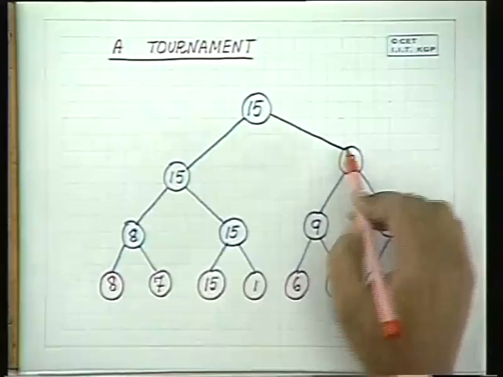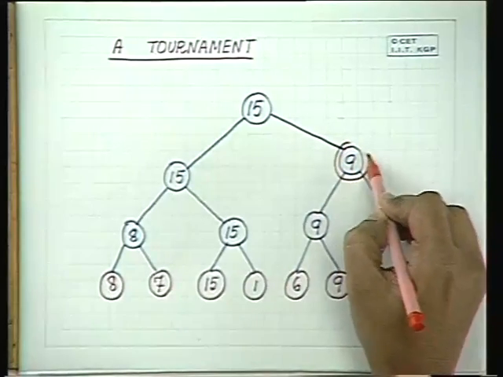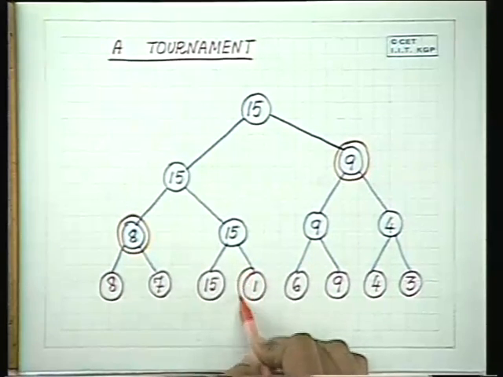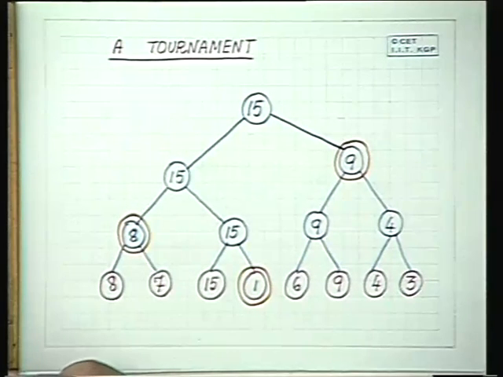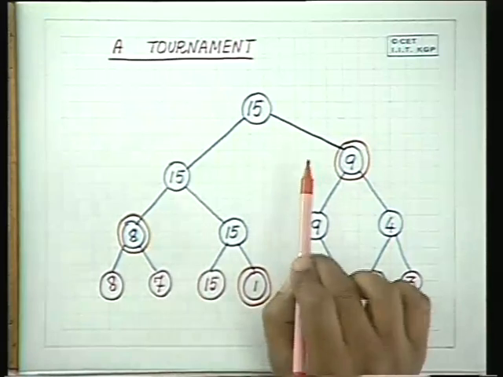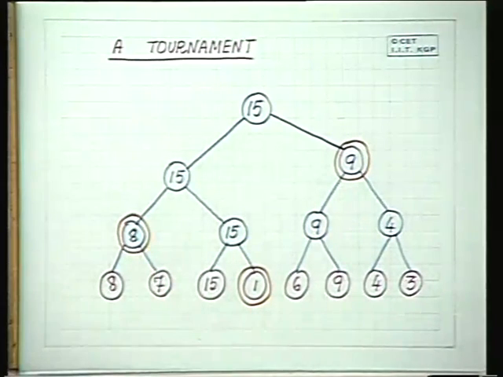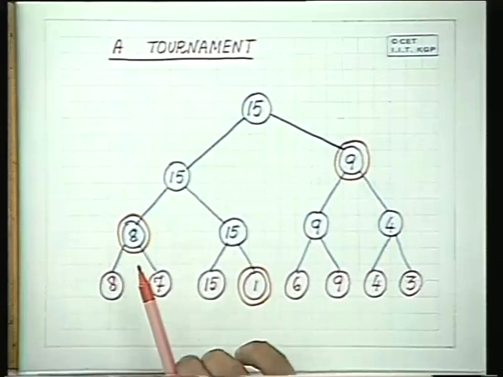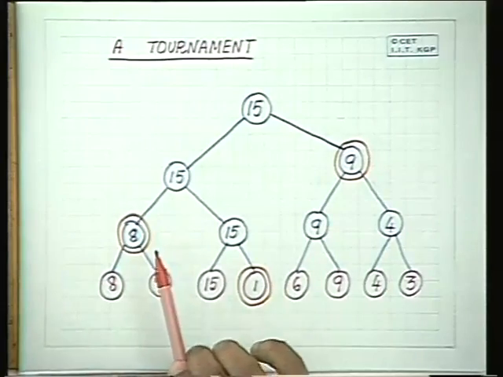For example, here the second largest must occur between this fellow and this fellow. The second largest must occur among those people who have lost out to the largest. This is an absolute key observation, and these are the necessary and sufficient items which are to be compared to find out the second largest.